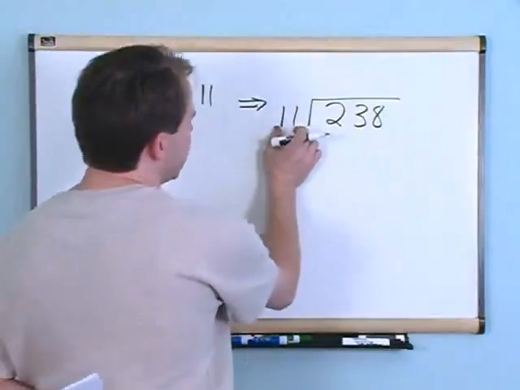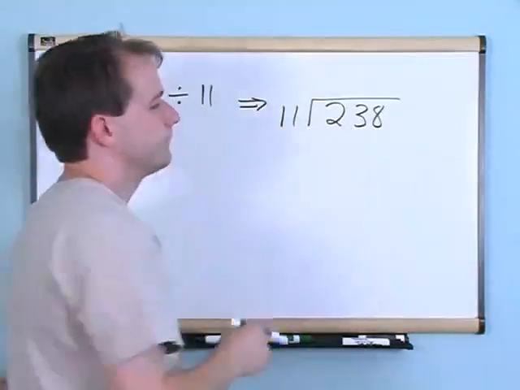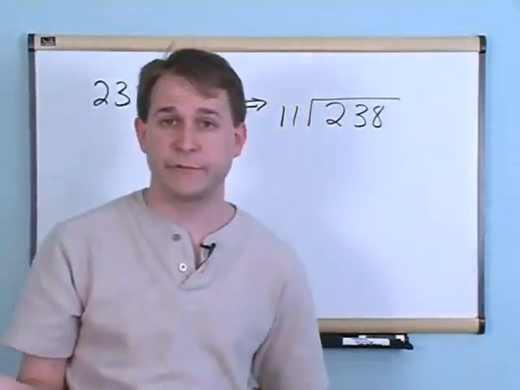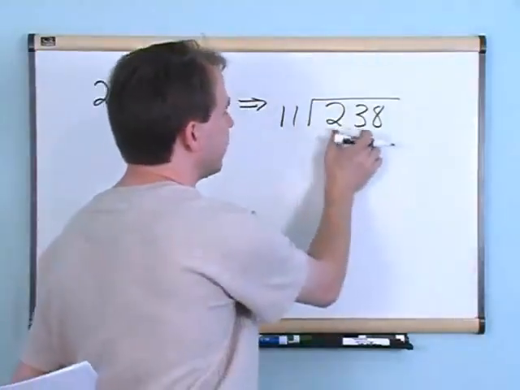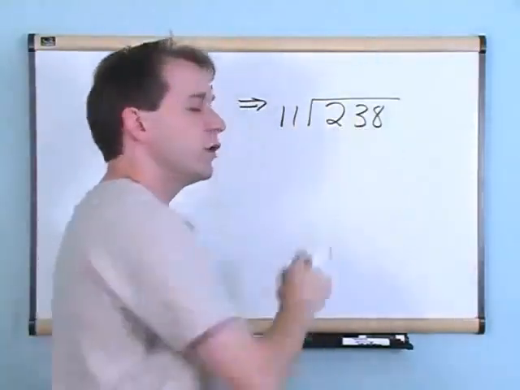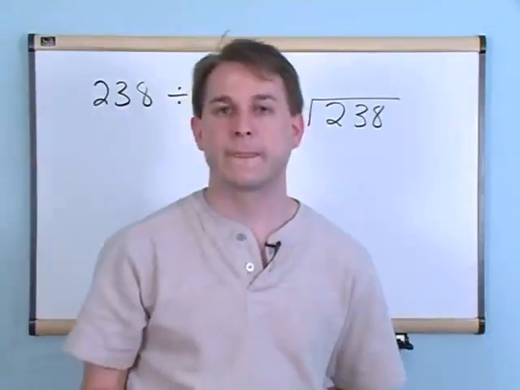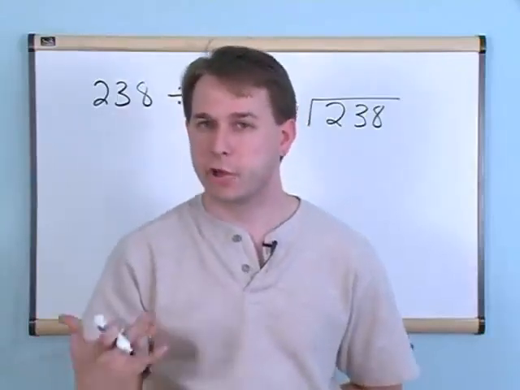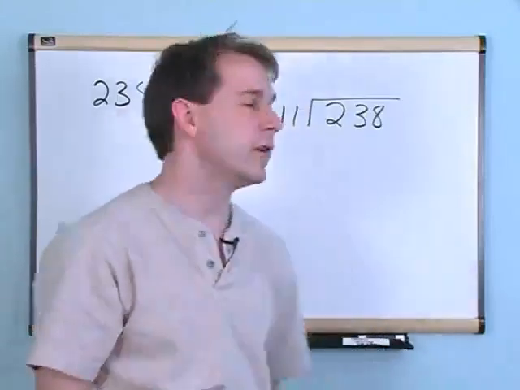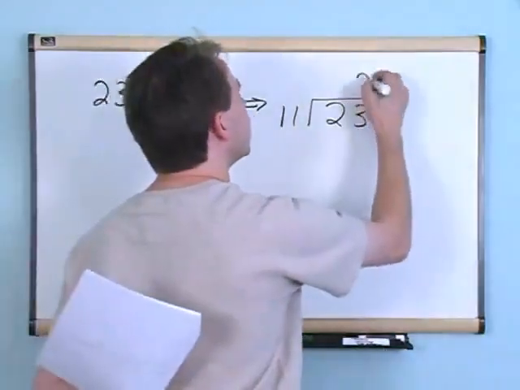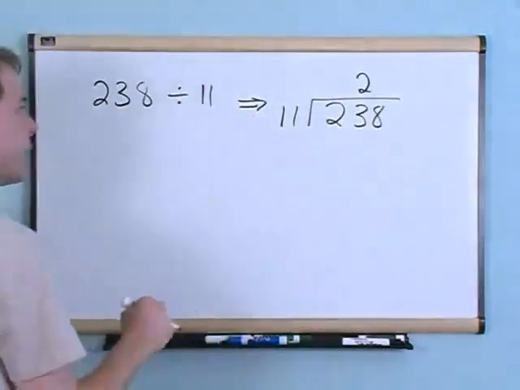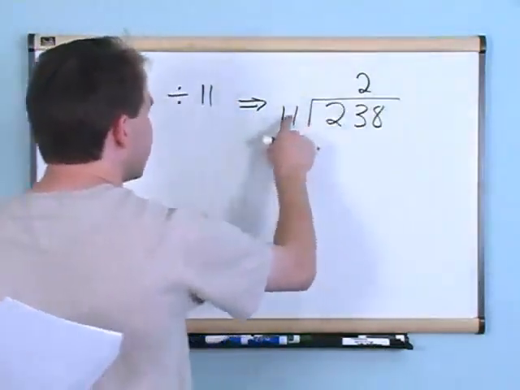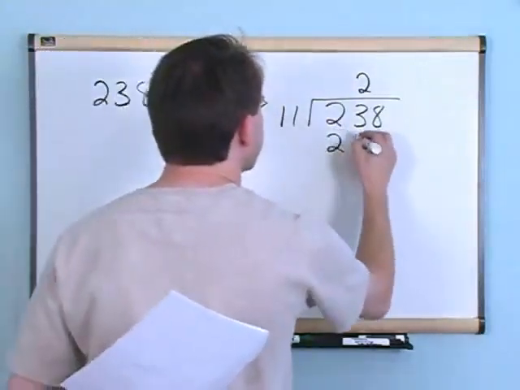How many times will 11 go into 2? It's not going to happen because 2 is too small. So let's go ahead and expand our search. How many times will 11 go into 23? Okay? Well, if you remember your times tables and look at your 11 times tables, that's going to go in 2 times. And let's figure out the reason why. The reason why is because 11 times 2 gives you 22.